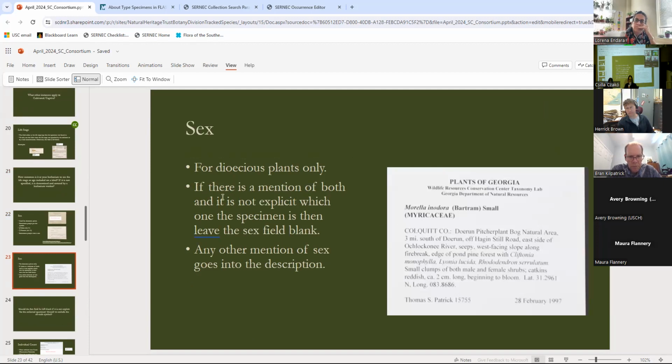Sometimes I just want to clarify for student volunteers, or just anybody, that if there's a mention of both and it's not explicit which one the specimen is, then leave the sex field blank. I don't think there should be a male and female. That's too confusing in my opinion. My understanding is this is supposed to be for dioecious plants only, so it's male or female, not both. Any other mention of sex goes into the description.